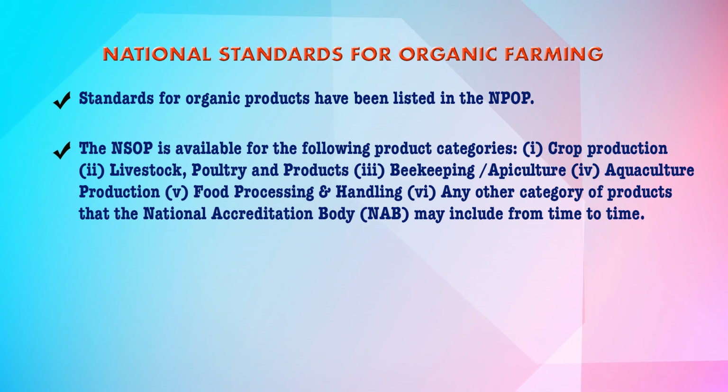So now these standards for the organic products have been listed in the NPOP, and that is available under the following product categories: crop production, livestock, poultry and their products, beekeeping and apiculture, aquaculture production, food processing and handling, and any other category of products that the national accreditation body may include from time to time.